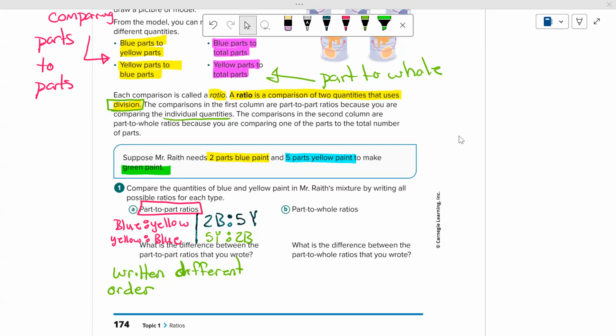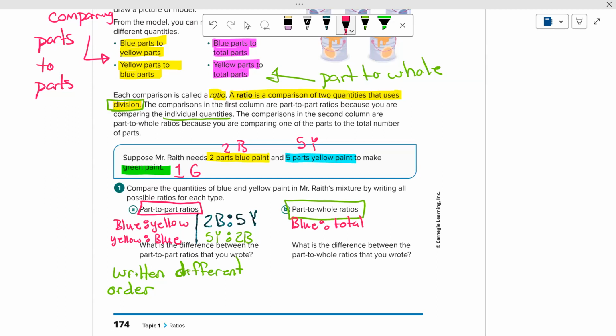So part to whole ratio is what we're going to talk about next. Part to whole is pretty self-explanatory. Part means I need to take one part, and the whole means I need to have the whole thing. So let's look at this very carefully. We know 2 parts blue, 5 parts yellow, and then I get 1 green. So let's try part first. There's a 2-part blue and a 5-part yellow. So I can say blue to the total. Total in this case would be green.